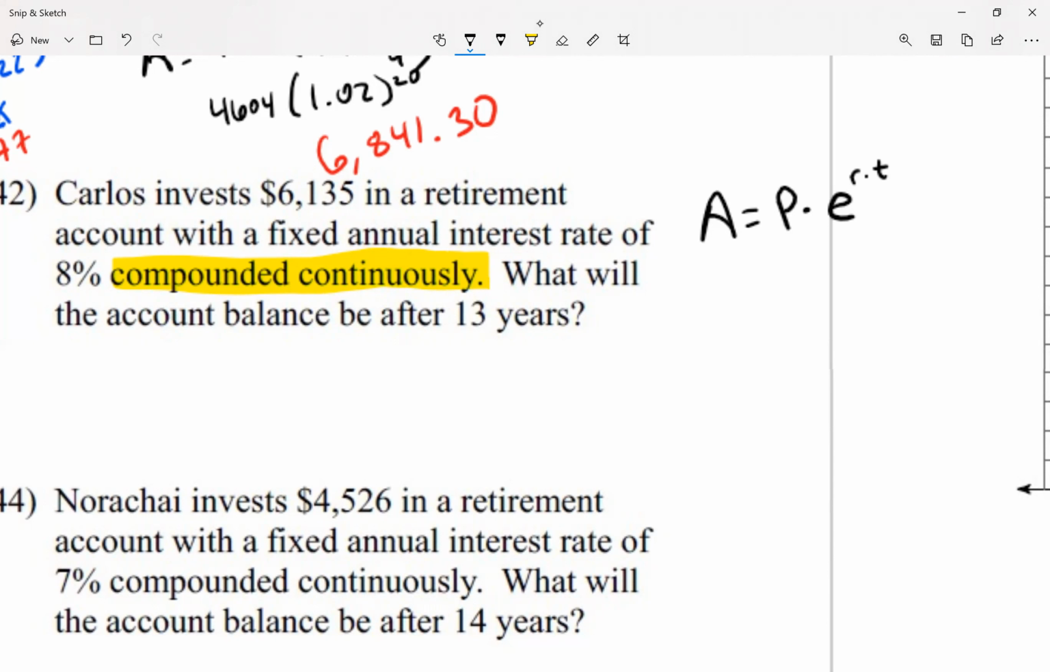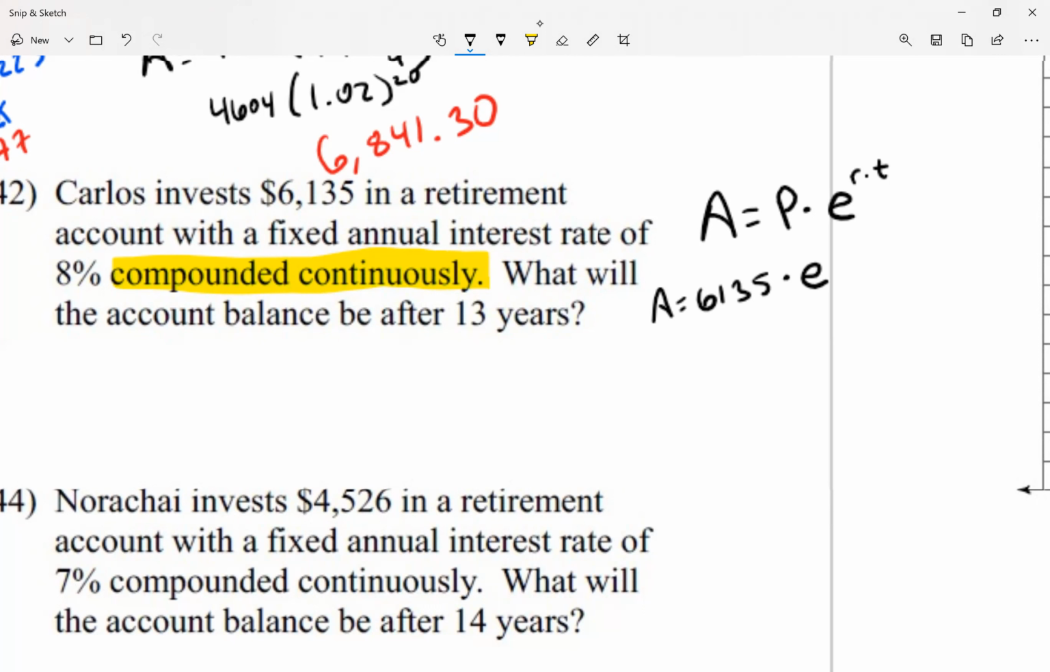So now here, Carlos invests 6,135. So my amount in this case is going to be 6,135 times E. Again, E is a number. It's about 2.7. You should find it on your calculator. Okay, times E to the, now here, my E has an exponent.